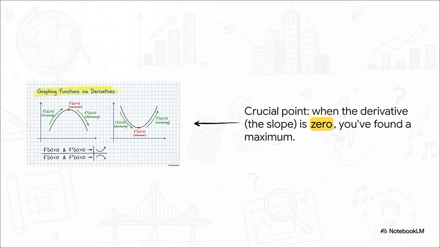Okay, so here's the crucial part. This is where it all clicks. What happens at the very, very top of that profit curve? Just for a split second, the slope is perfectly flat, right? It's not going up anymore, and it hasn't started going down yet. And a flat slope means the rate of change, our derivative, is 0. And that's it. That's the secret. Find where the derivative equals 0, and you found the top of the mountain.